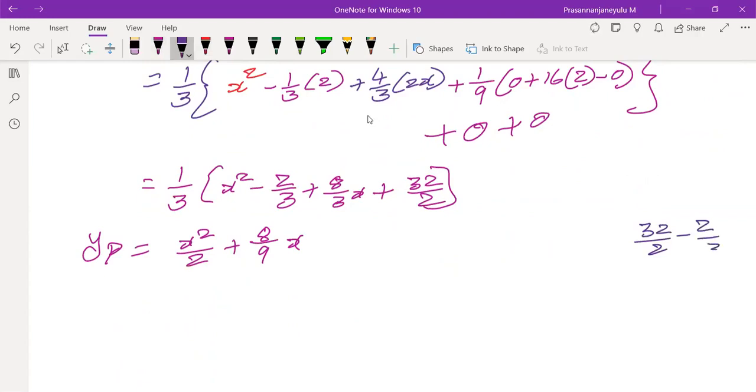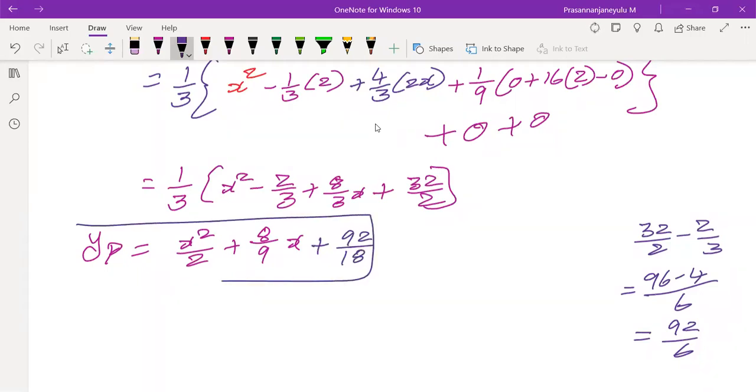So what is LCM here? We'll get 6. Numerator will be 32 3s are, how much will we get? 96 minus 4. So how much will we get? 92 by 6. This 92 by 6 we have to multiply with 1 by 3. So it's going to become 92 by 18. If you want, you can do simplification. This is yp. So we got x square by 3. Oh, sorry, it is x square by 3. Thank you. Okay, so we got yp, taking it as equation number 4.